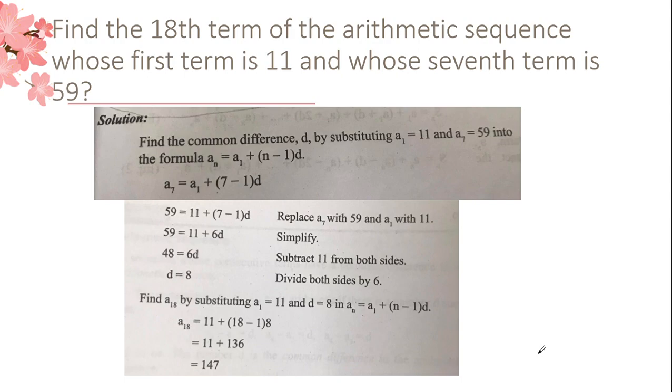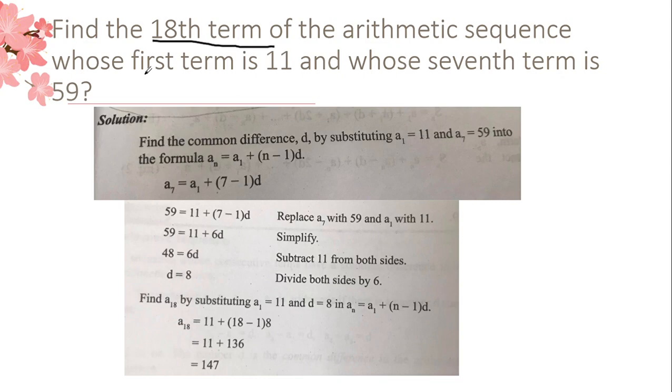Let's proceed to the third example. Find the 18th term of the arithmetic sequence whose first term is 11 and whose seventh term is 59. Again, ang ato tanawon kay kung kinsa ang gipangita sa problem. In this problem, ang ato gipangita kay ang ika-18 nga term. And then, kung nahibayaan na nato kung unsa ang gipangita, we will go to kung unsa ang given. We will be using the given para makuha nato ang ato gipangita.